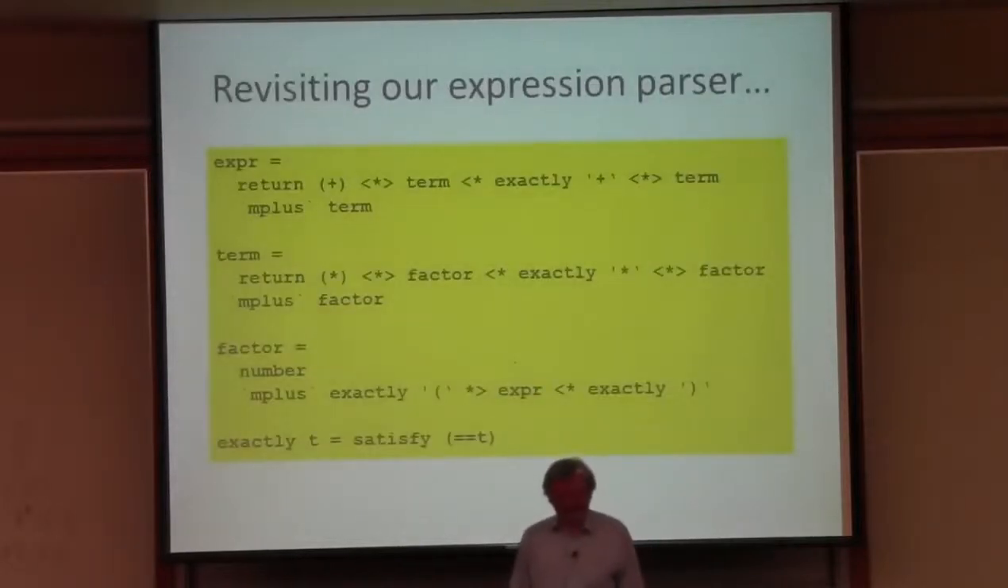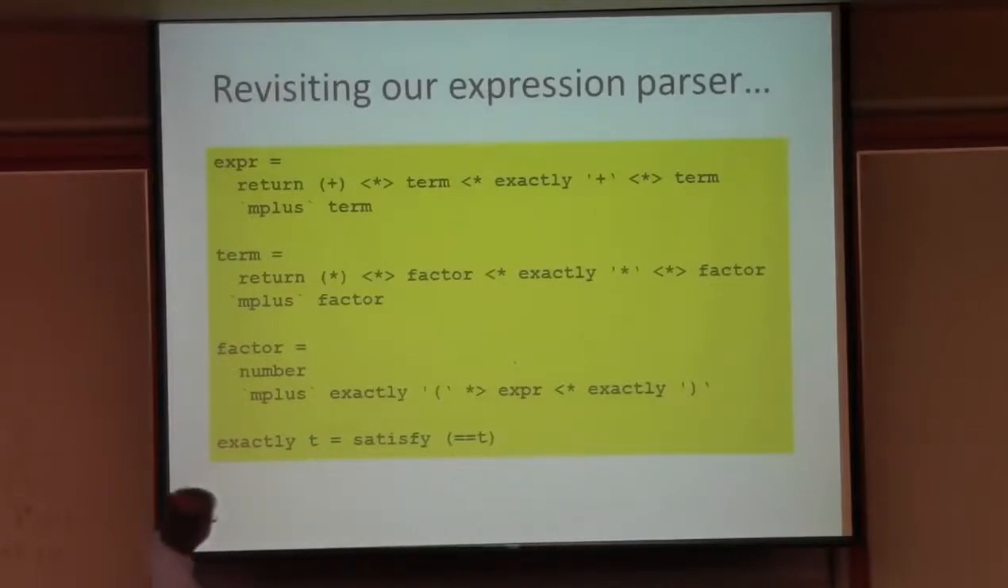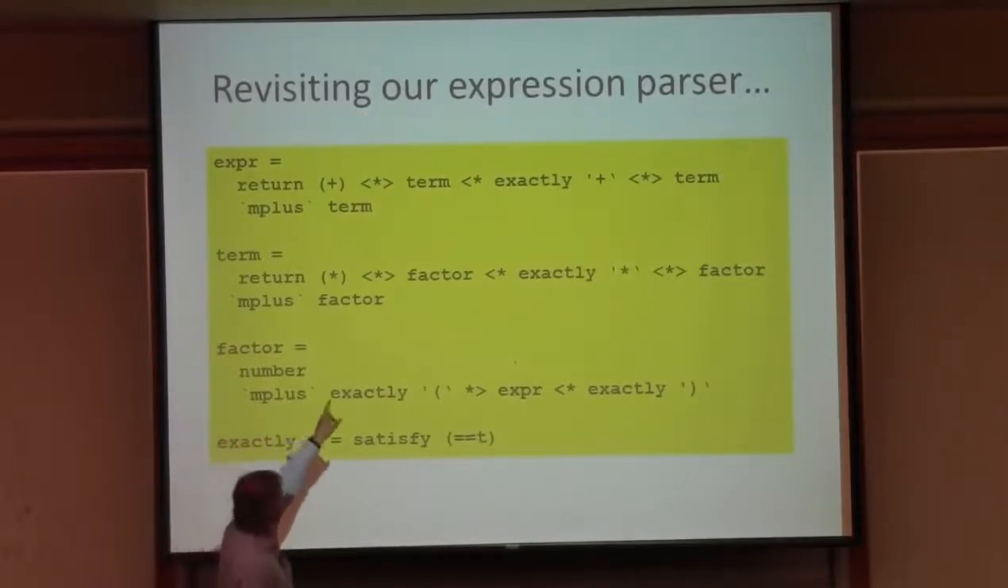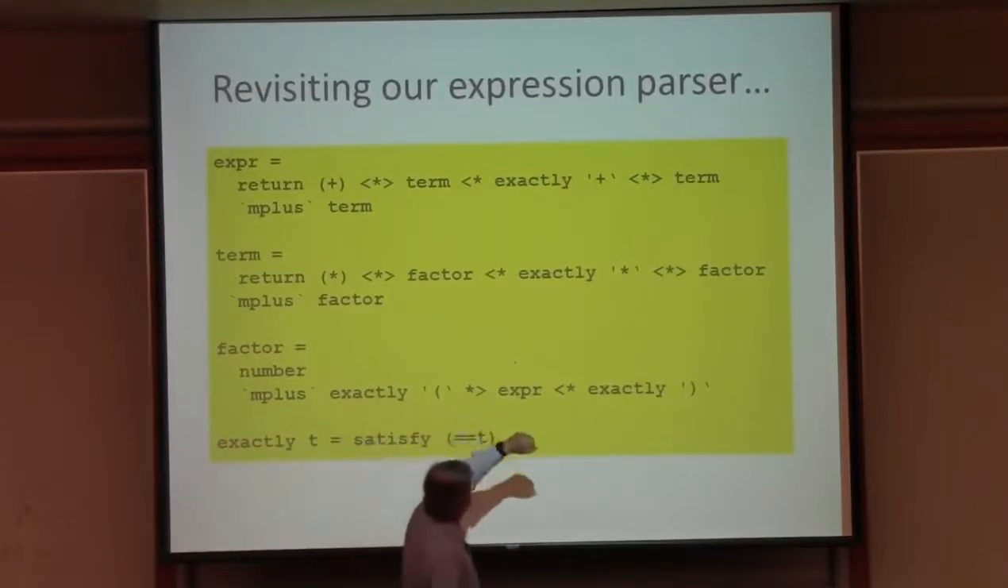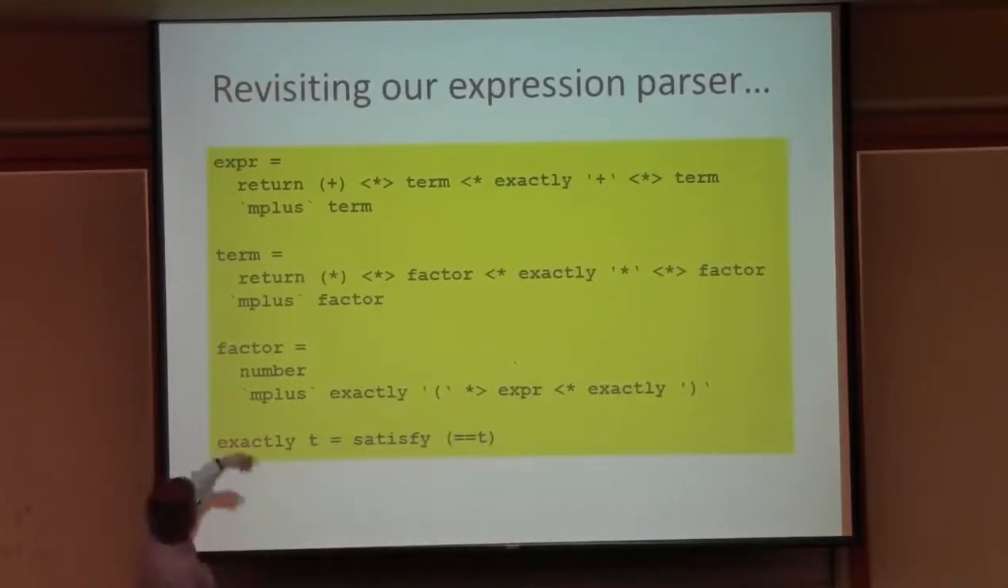Okay, so now if I go back to the expression parser, I can rewrite it like this. There we are. So look at the first line. To parse an expression, well, I'm going to apply the plus operation in the end. So let's use return plus. And then I apply that to what's parsed by a term. And then I throw away something parsed by exactly plus. And I apply my function that I'm building up to what's parsed by another occurrence of term. Or else, I just parse a term.